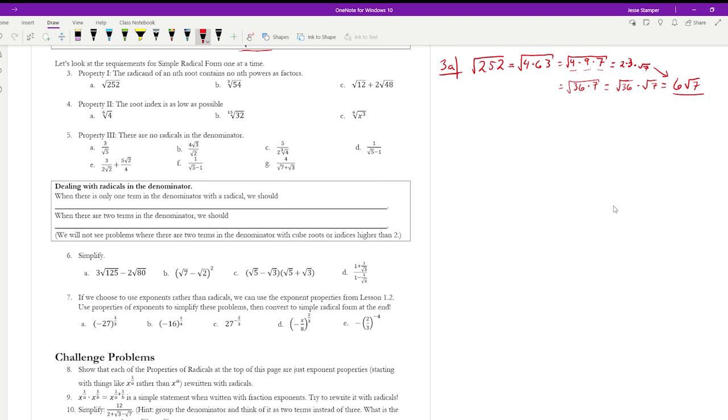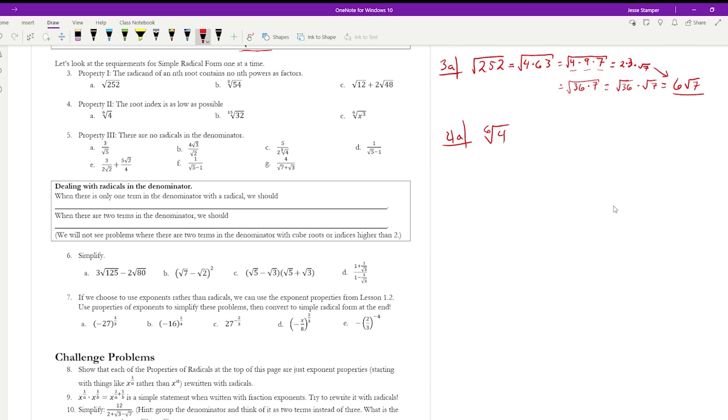This is one of the forms of simplifying a radical. Now, let's go to 4a, because 4a is asking us to take the root index and make sure it's as low as possible. And it gives us the 6th root of 4. The 6th root of 4.